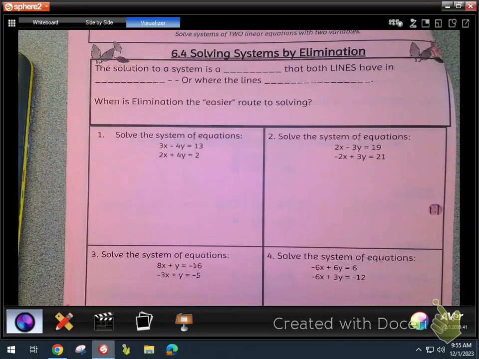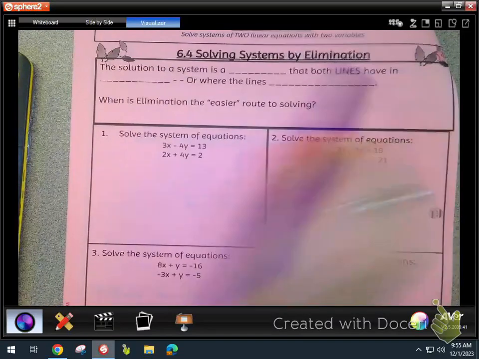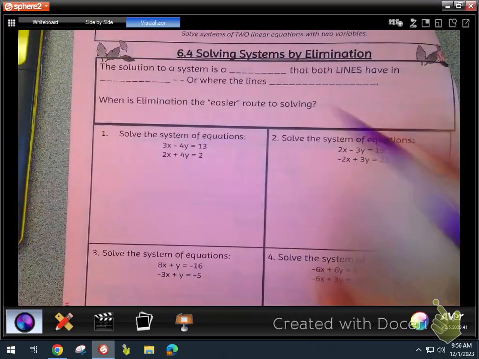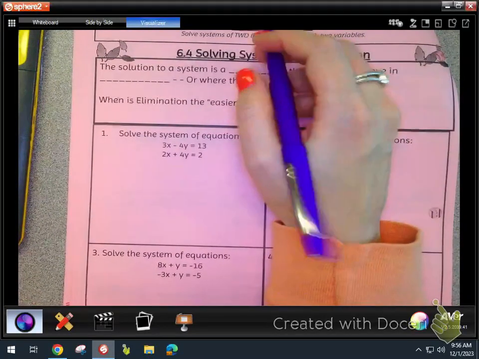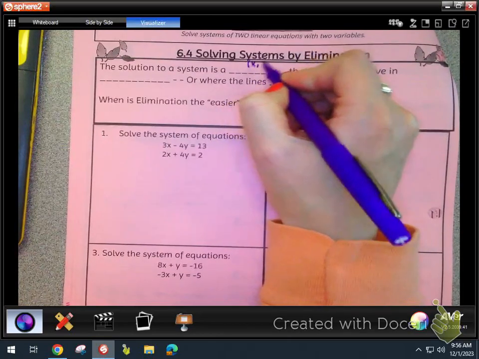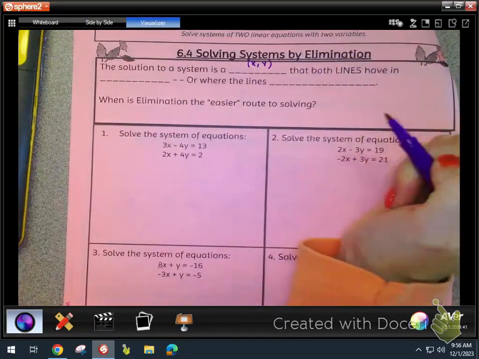So we are on page 18. We're filling this out again; we've filled this out a couple of times. It says a solution to a system is a blank that both lines have in blank. So when we find a solution, what are we finding? X equals y. Correct. So what do we call that when we put it together? An x and a y.